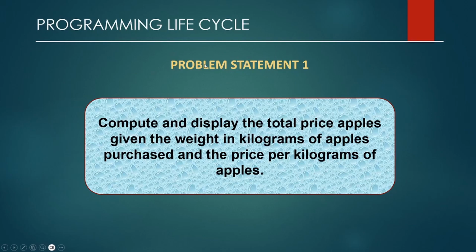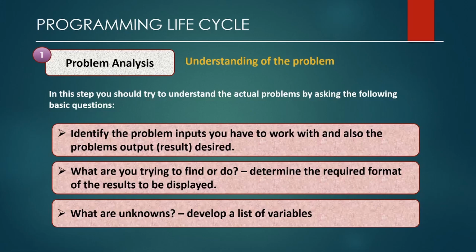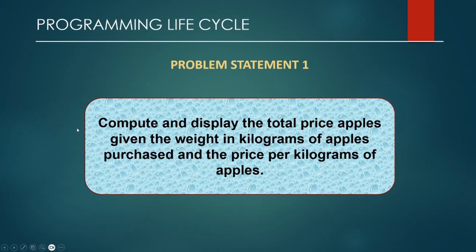So, let's take a look at problem statement number 1 just now. Here, what are the inputs that we are trying to work with? Let's read it again. Compute and display the total price of apples given the weight in kilograms of apples purchased and the price per kilogram of apples. So according to this statement, we know that the output it wants is to compute and display the total price of apples. So this is our output. And our input is the weight in kilograms of apples as well as the price per kilogram of apples.